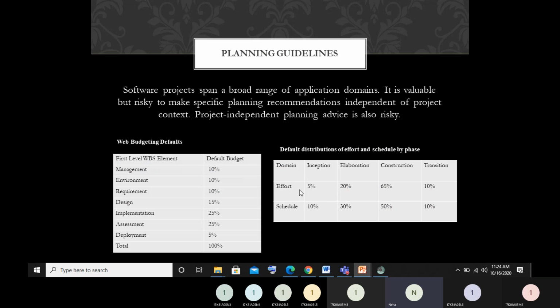So this effort shows how much percent of effort we have to put in the inception phase, elaboration, construction, transition. So these four phases, accordingly, the effort has been divided. Inception, the requirement gathering phase, during that part 5% of the effort is required. Elaboration 20%, construction during the implementation assessment portion 65% of the effort is required. Then transition 10%.